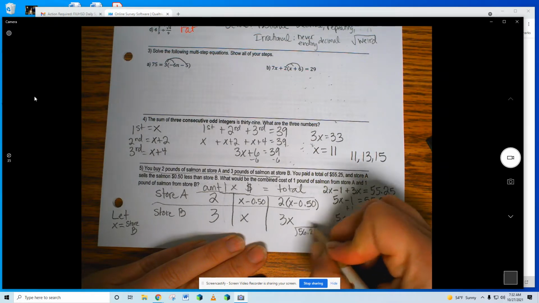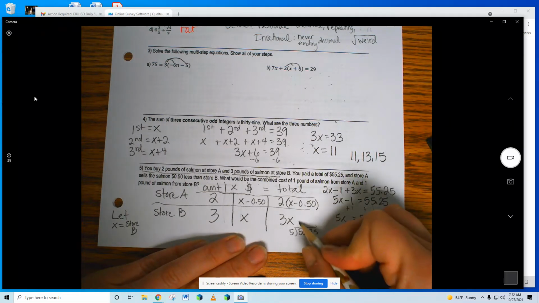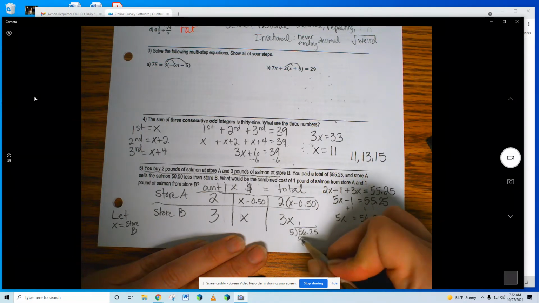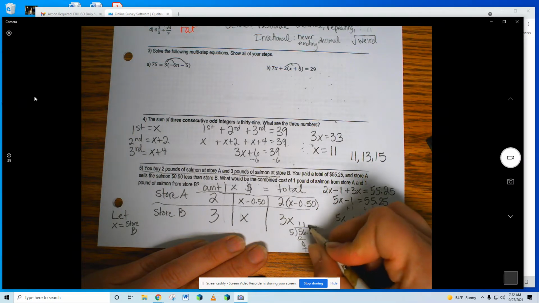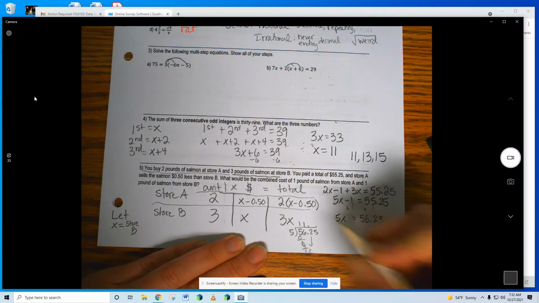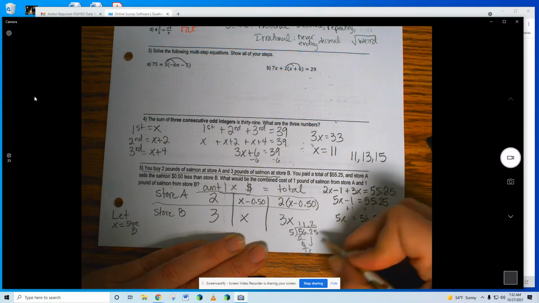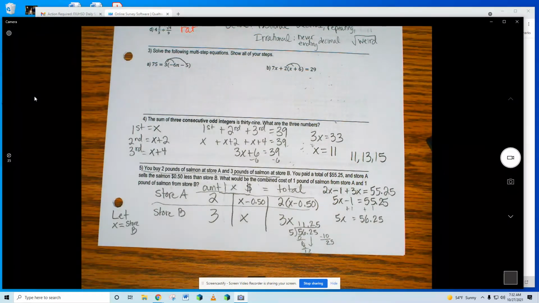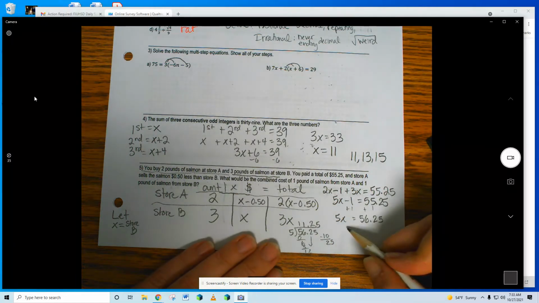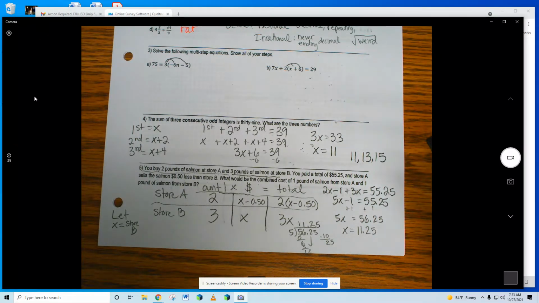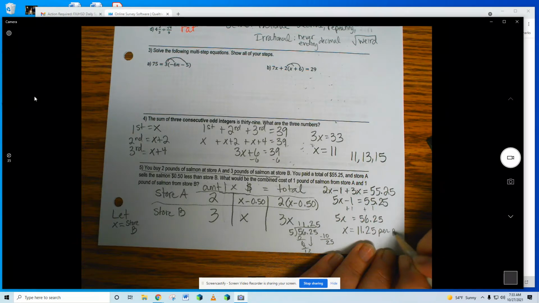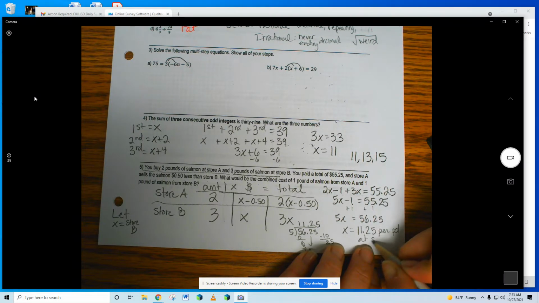56.25 divided by 5. 5 goes into 5 once. 5 goes into 6 once. I'm already running out of room. 5 goes into 12 twice. That's 10. Subtract 10, you get 2. Bring down the 5. 5 goes into 5. $11.25. So it's $11.25 per pound at store B.